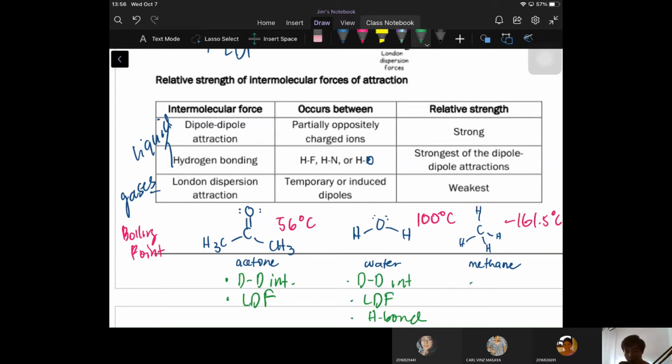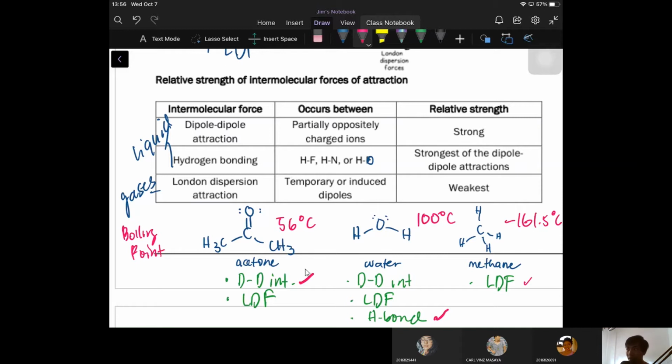So, hindi siya dipole, hindi rin siya hydrogen bond. So, what's left is London dispersion forces, no? So, tignan natin yung strongest na magagawa nila. So, for acetone, ang strongest ay dipole-dipole. For water, ang strongest ay H bond. Methane, no choice, LDF. So, yung kanilang intermolecular forces ba, does it show sa kanilang boiling point?